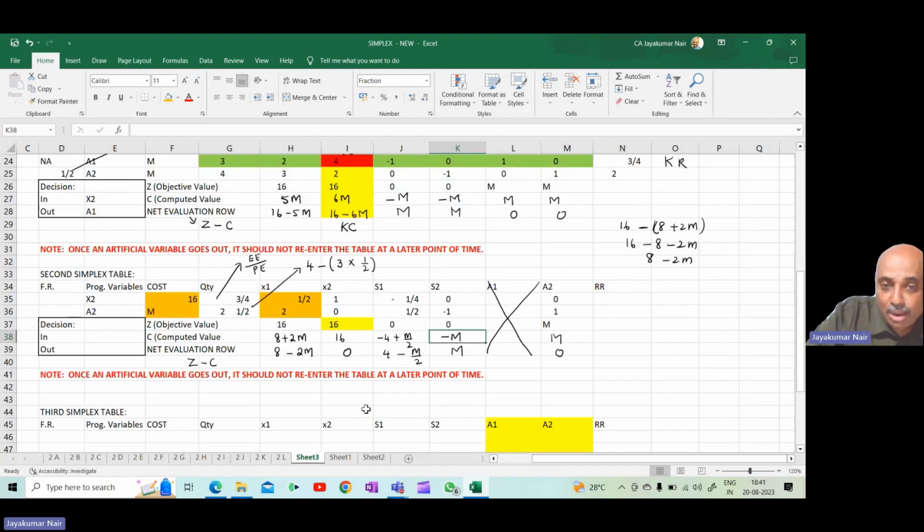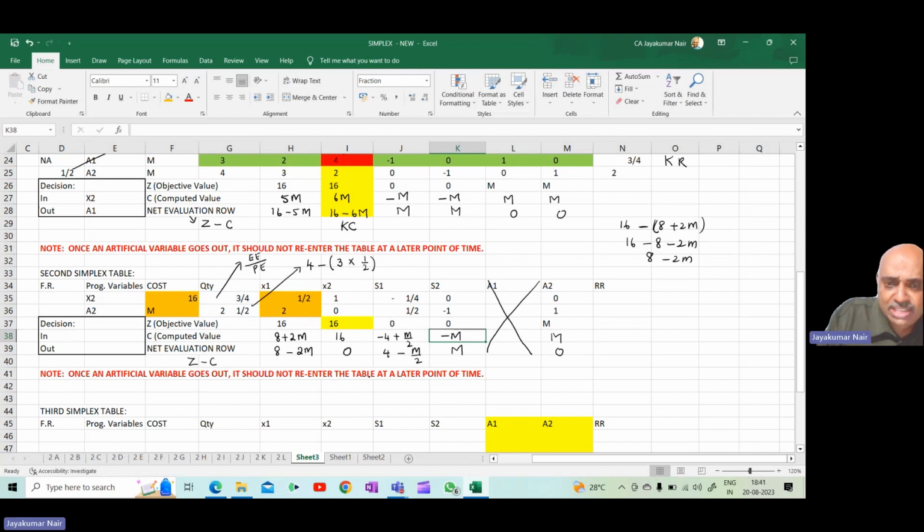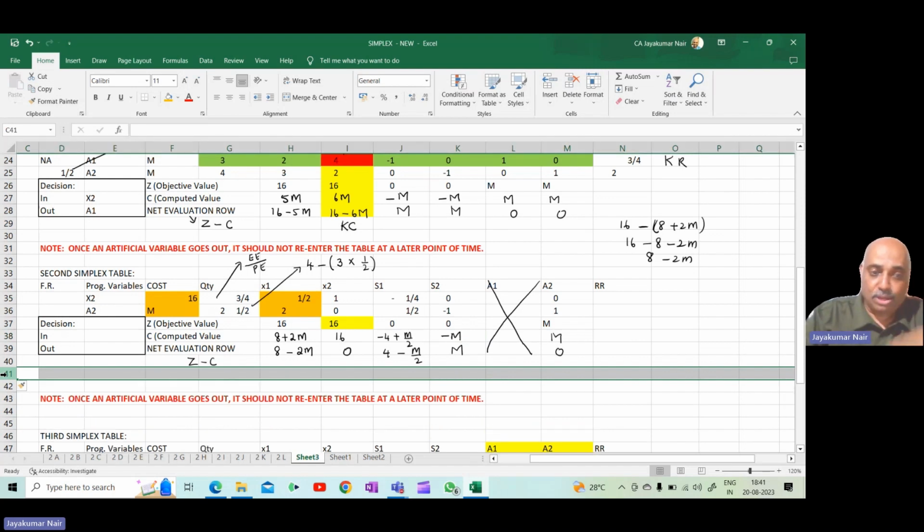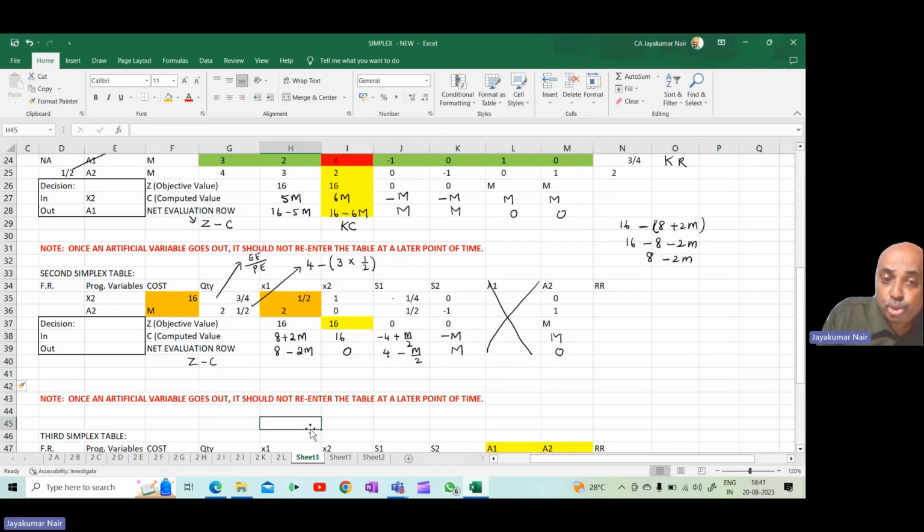Now you have to decide which is the key row and key column we have to identify. Now, how do I identify? Because this is a minimization problem, you will see which is the least value. I have to compute the least NER value. So here it is 8 minus 2m, and this is 4 minus m by 2. This is half m, you're subtracting half m, and this is minus 2m. So 8 minus 2m is the least value.